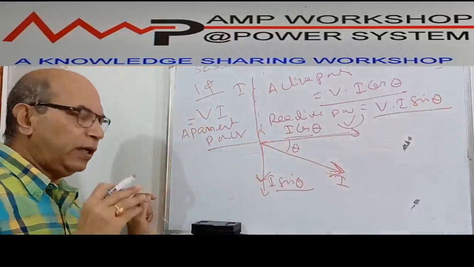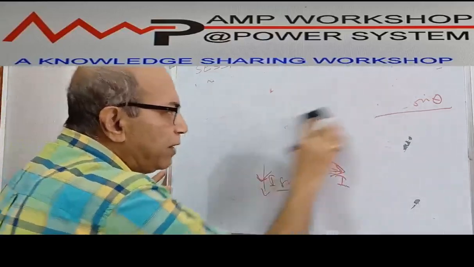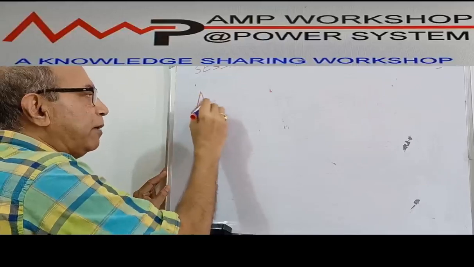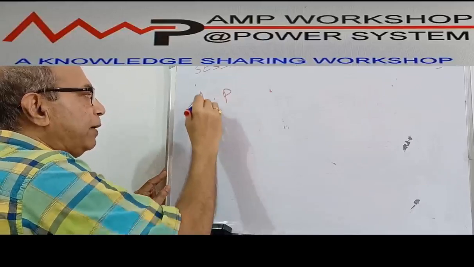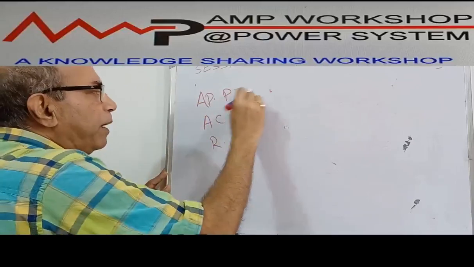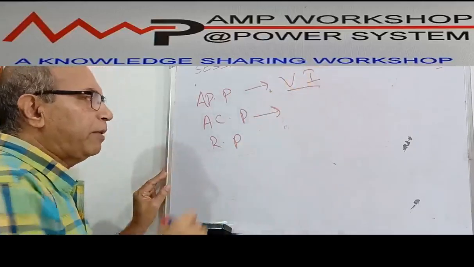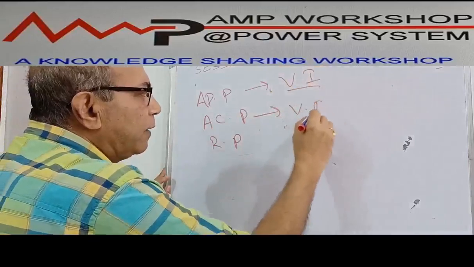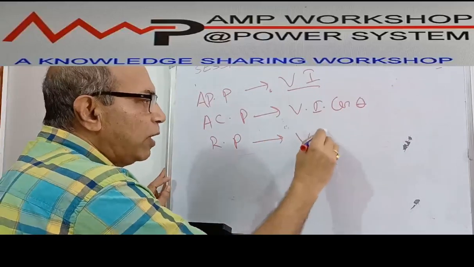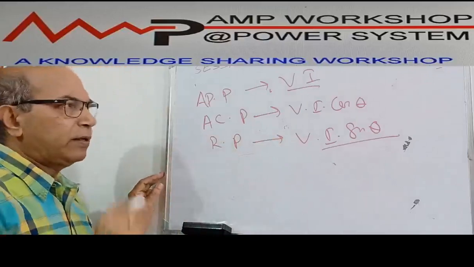So we can see there are three powers. Now I can delete this. One is apparent power. In case of an AC combination circuit, we get three: apparent power, active power, and reactive power. Apparent power is the direct voltage into current. What is active power? Voltage into current into cos of the phase angle. And reactive power equals how much? Voltage into current into sine of the phase angle. These are the three, and this goes for the single phase circuit.